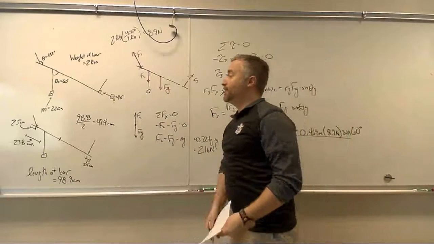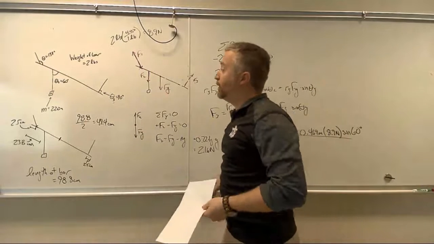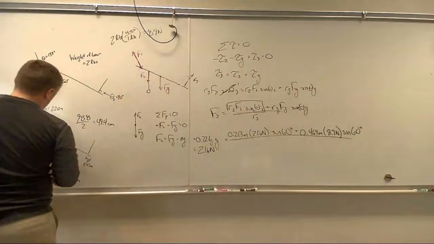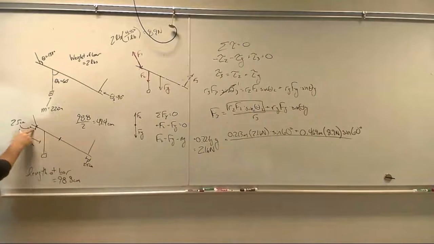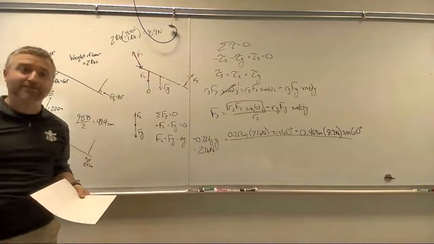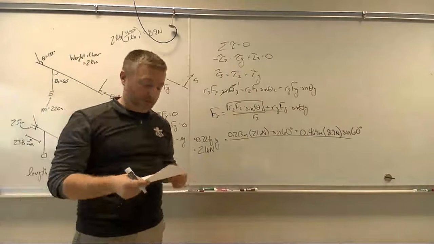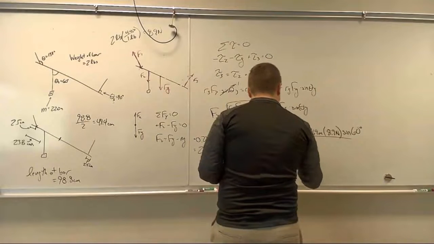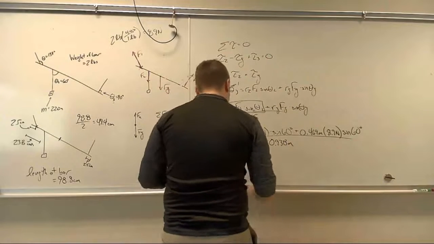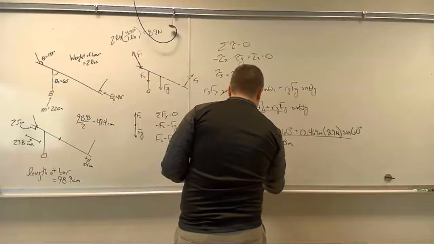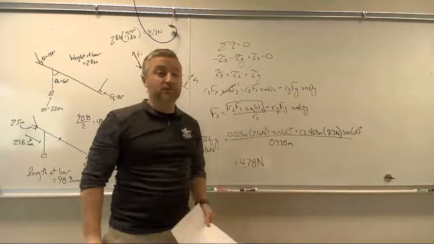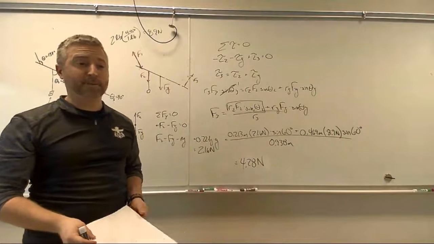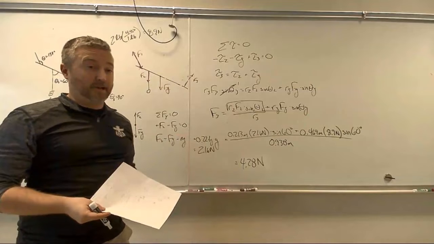Now, if they were right on the end, that would just be the length of the bar. But since they're not on the end, I want this distance right here, so I just take the length of the bar, 98.8, and subtract 2.5 and subtract 2.5, so subtract 5. You're going to end up with 93.8, so we should divide by 0.938 meters. Plug that all in your calculator, and you should end up with 4.28 newtons. Okay, that's how we get that.